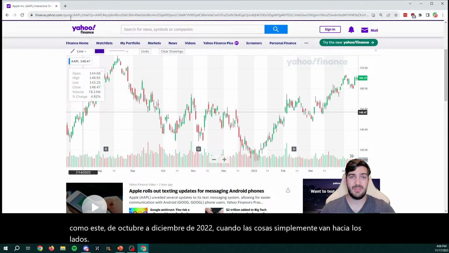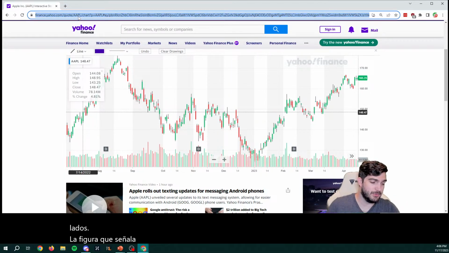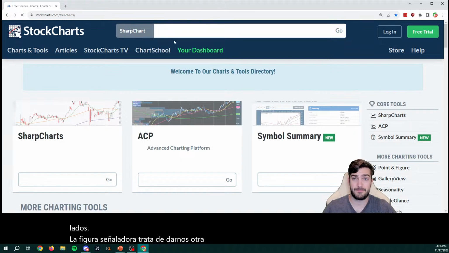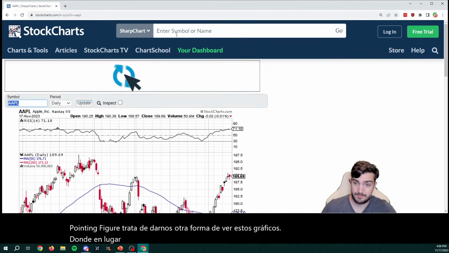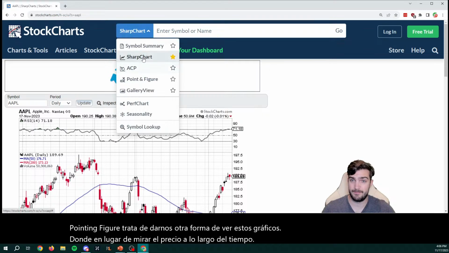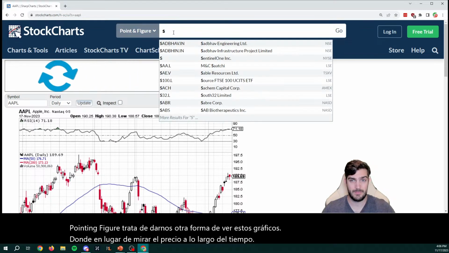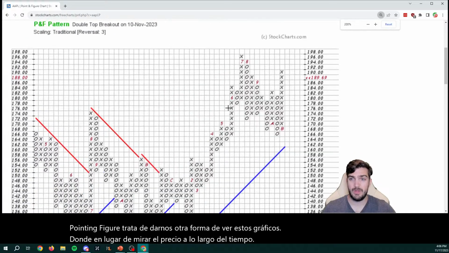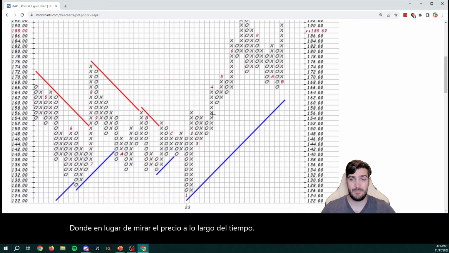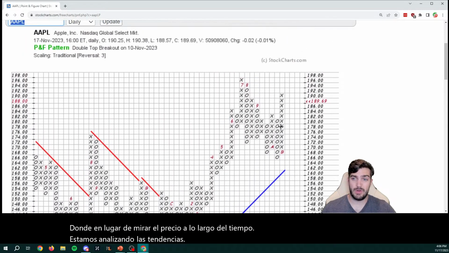Point and Figure tries to give us another way of looking at these charts, where instead of looking at price over time, we are looking at trends. So every one of these columns is a trend.